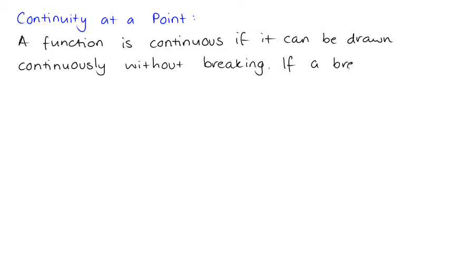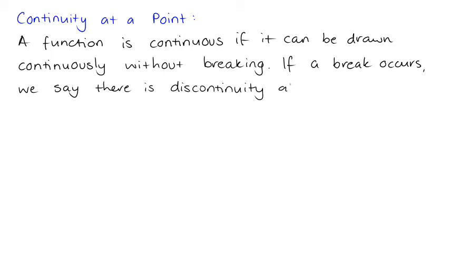If a break occurs, we say there is a discontinuity at x equals a. So if there's a break in the line at x equals 6, we say there's a discontinuity at x equals 6. So the little example we have here, x and y, 1, 2, and 3. It's pretty straightforward. It's not a continuous line because we've got the little hollow circle at x equals 3. So we say there's a discontinuity at x equals 3.